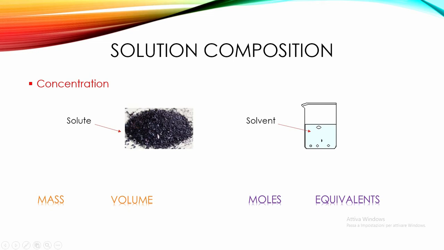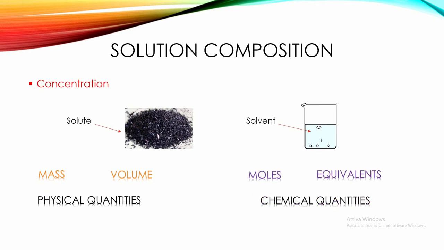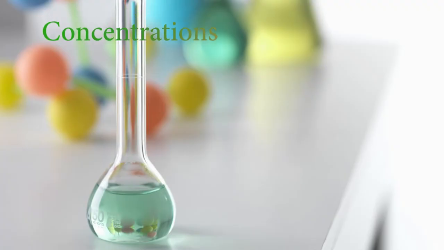But why did I put these with different colors? This is because mass and volume are known as the physical quantities, which are also used in physics, for example. And moles and equivalents are chemical quantities. They exist only in chemistry, come on. And so if you keep this in mind, it will be easier to go now to the next step of this video, in which we will learn the most difficult part. We have to learn the equations and definitions of this concentration.